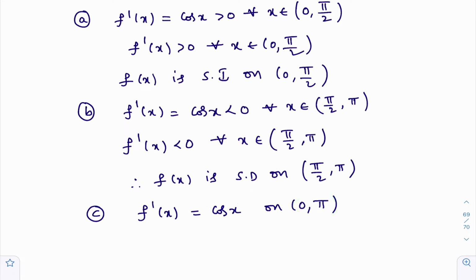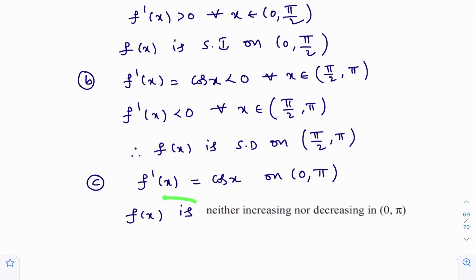We learned in last class, this f dash of x is positive in open interval 0, pi by 2. And this f dash of x is negative in open interval pi by 2, pi. That means in this interval, this function is increasing as well as decreasing. In such case, we say that the function is neither increasing nor decreasing. Therefore, f of x is neither increasing nor decreasing in open interval 0, pi.